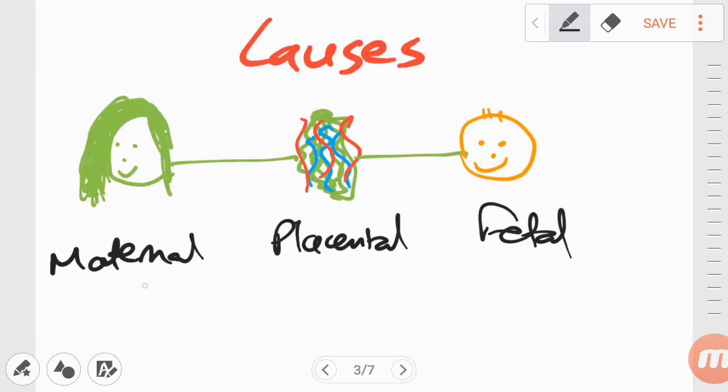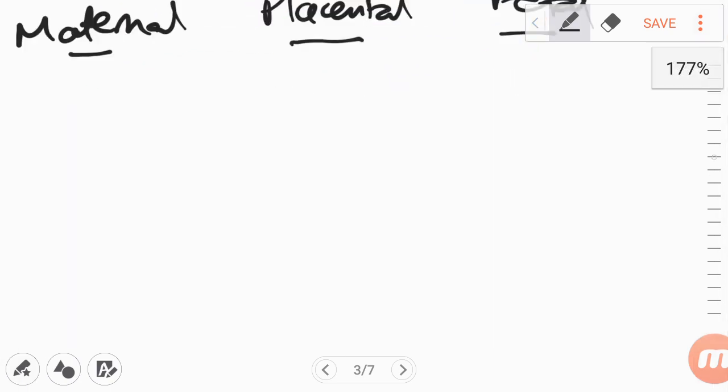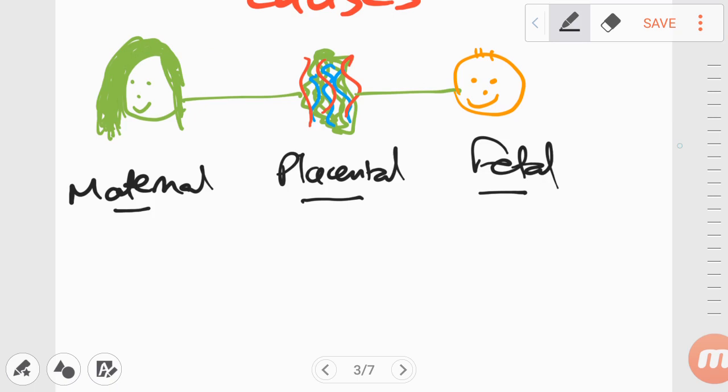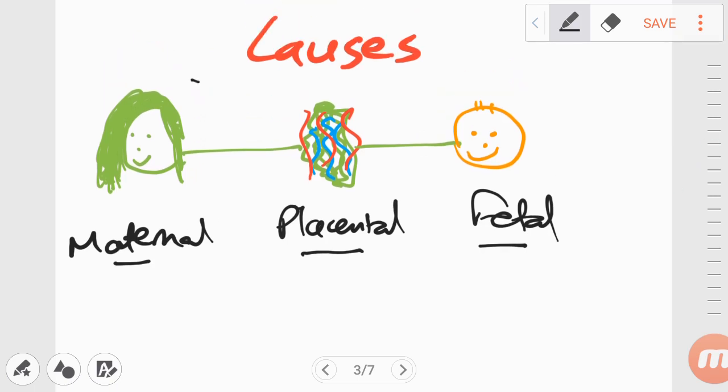So now we're going to talk about the common causes of IUGR. As you can see, the causes are divided into three groups: the maternal group, the placental group of causes, and the fetal group of causes. We're going to talk about each one of them, because as you can see, any problem in this interface of communication between the mother and child in the transmission of the nutrients can cause intrauterine growth restriction.